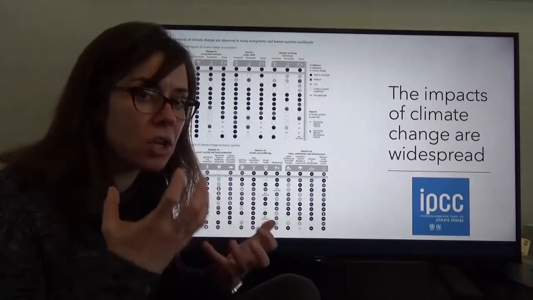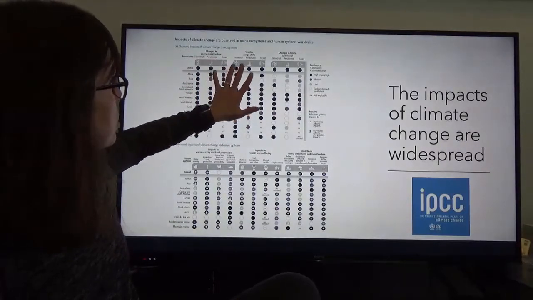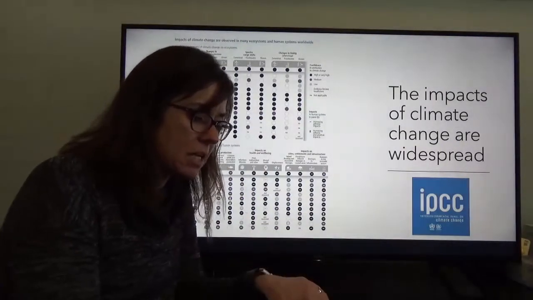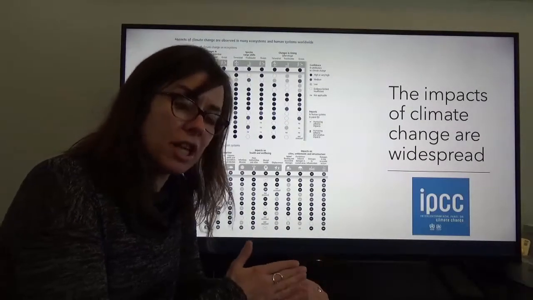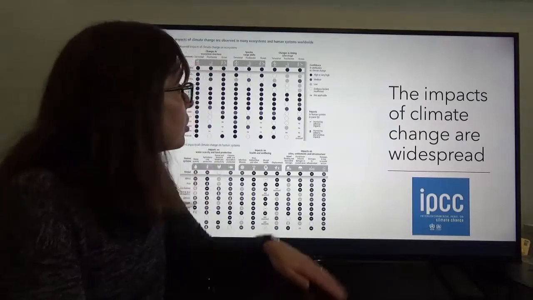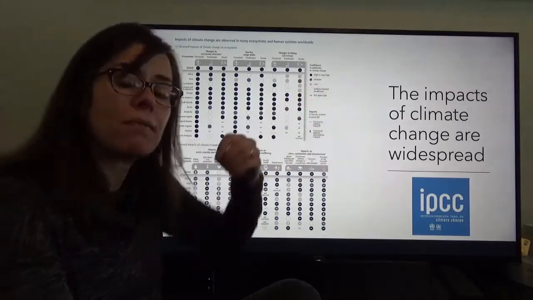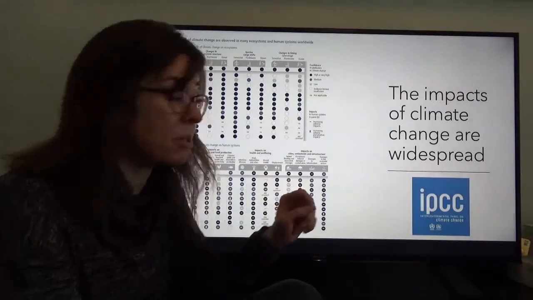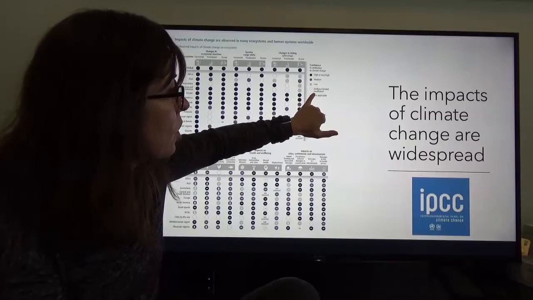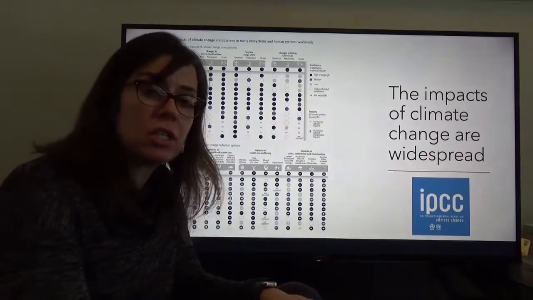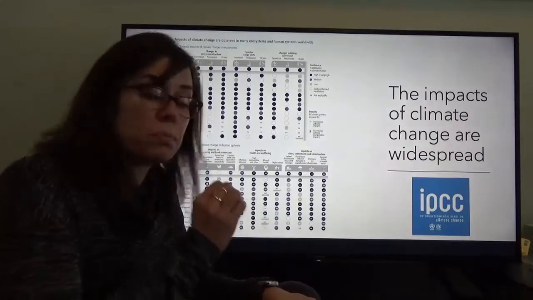Okay, so these are not disconnected pieces. My experience seeing IPCC report after IPCC report is that in the early IPCC reports, there was very little, what you see here on these colors is confidence in attribution to climate change. How confident are we that the change that we're seeing is attributable to climate change? Dark blue is high or very high, purple is medium, gray is low, white is evidence limited or insufficient. In the early IPCC reports, we didn't have a lot of confidence in the attribution of changes we were seeing to climate change.